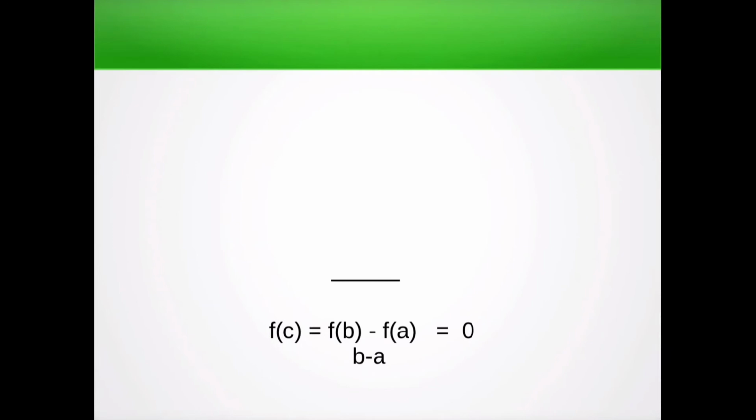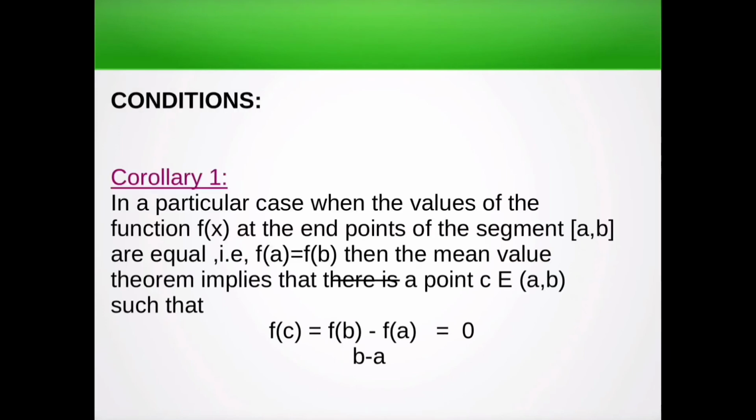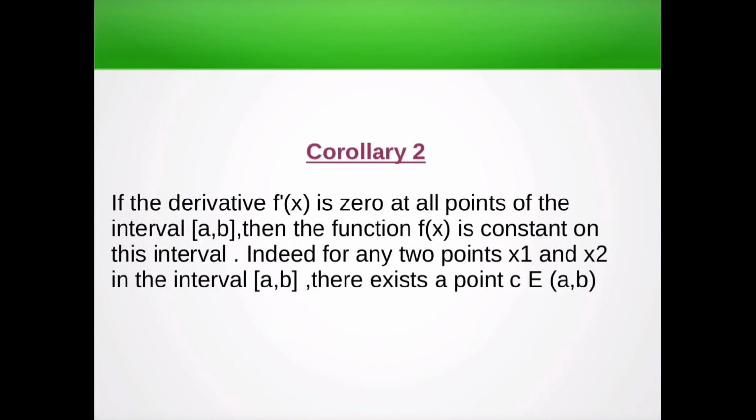There are a few special conditions in Lagrange's mean value theorem. Let us discuss them. Condition number 1. In a particular case where the values of the function f of x at the endpoints of the segment a and b are equal, that is f of a is equal to f of b, then the mean value theorem implies that f dash of c is equal to f of b minus f of a by b minus a, which is equal to 0.